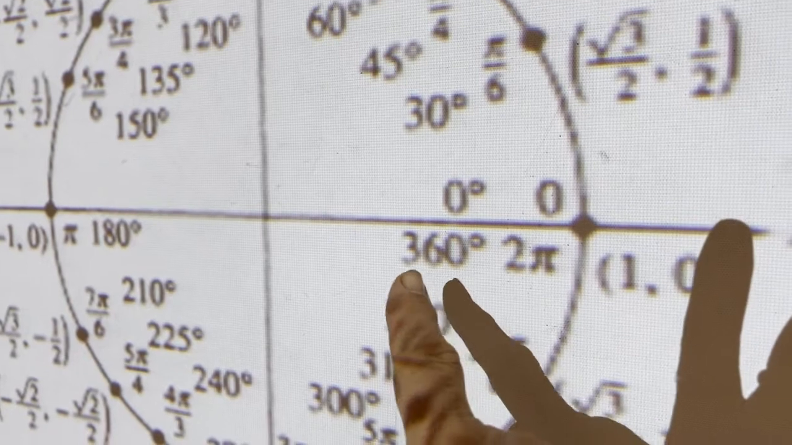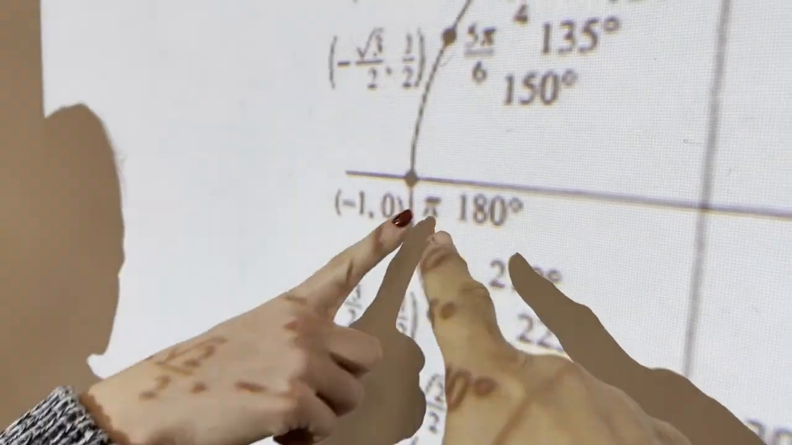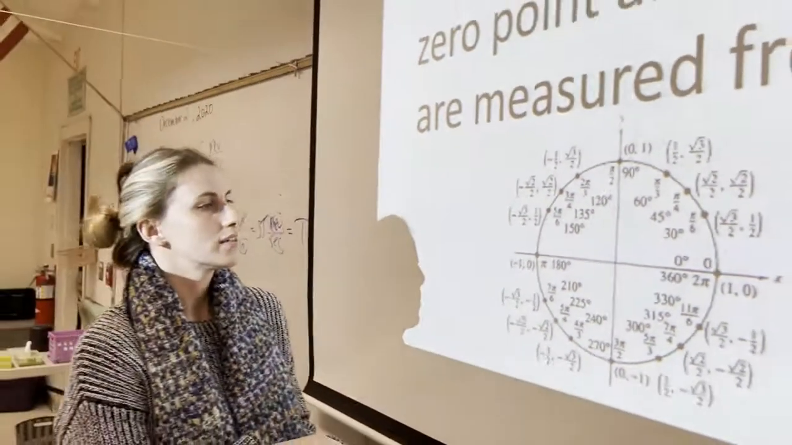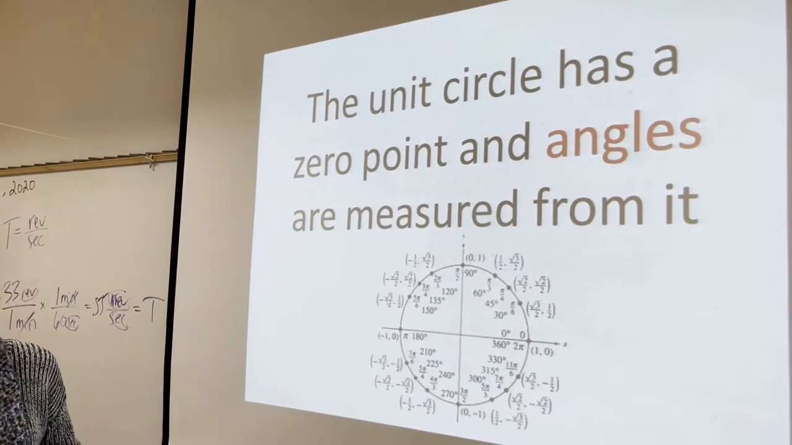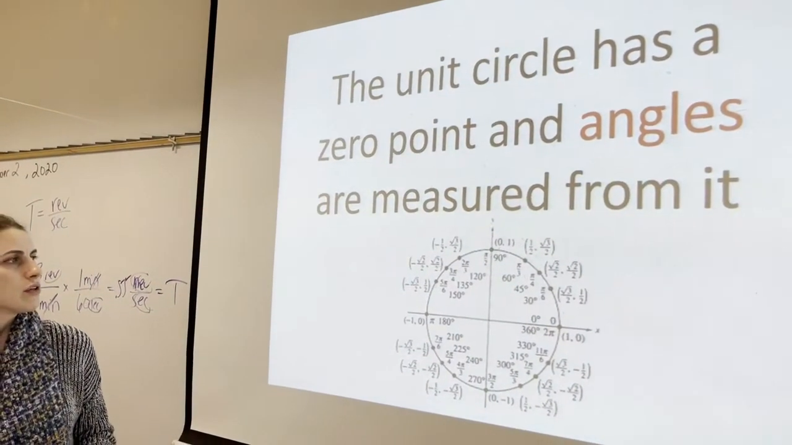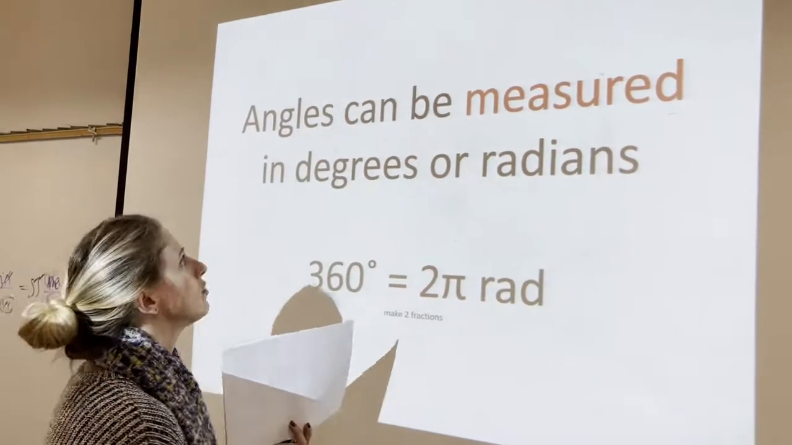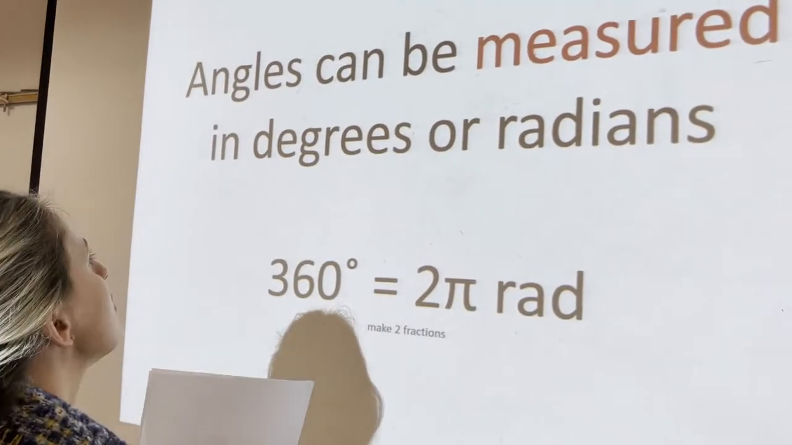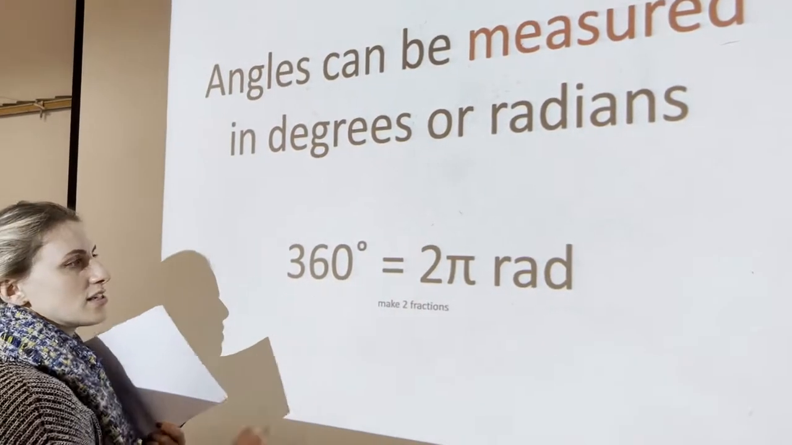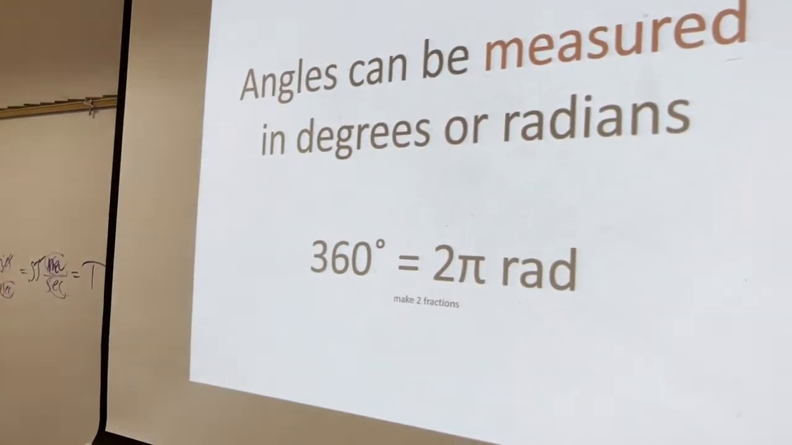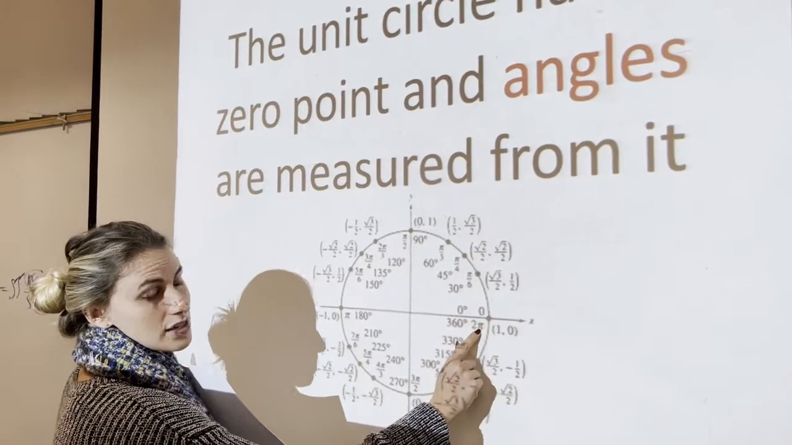See, so 360 degrees is 2 pi radians. 180 degrees is pi radians. That's a very good point. And you might be familiar with degrees, hopefully you are by now. And radians might be a little alien to you, but we need them going forward. So let's get used to them. Angles can be measured in degrees or radians, as you just saw. And 360 degrees equals 2 pi radians.